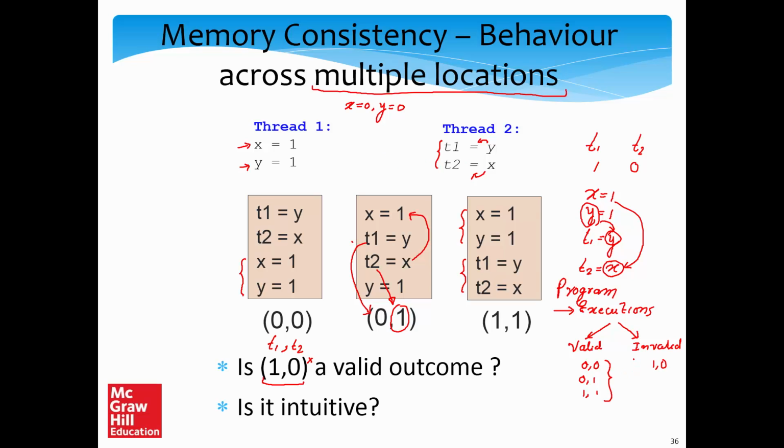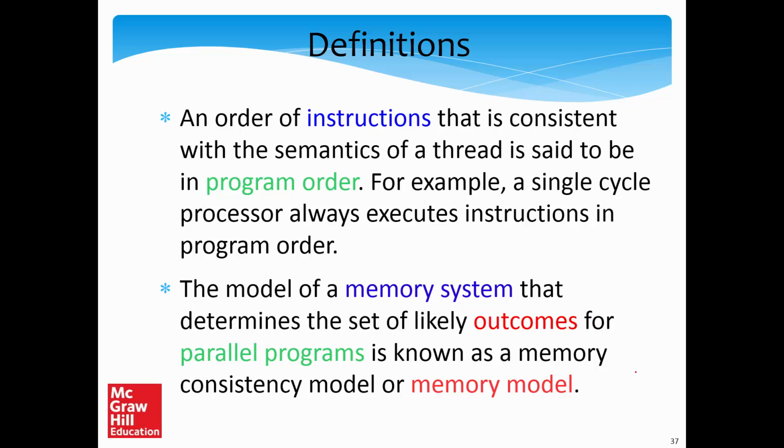And if a machine respects that memory model, or a memory consistency model, then it will ensure that any execution will always produce a valid outcome. So let's do a couple of definitions here.